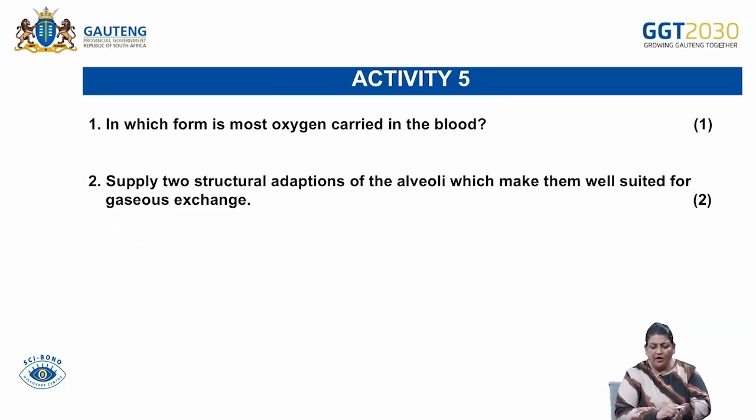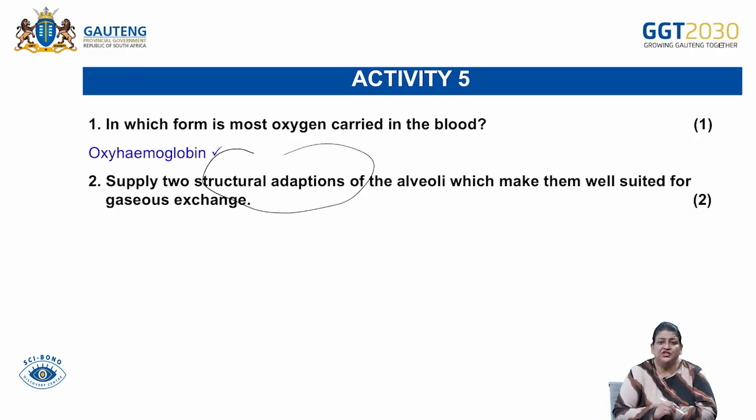Right. In which form is most oxygen carried in the blood? Most oxygen is carried in the form of oxyhemoglobin. Then supply 2 structural adaptations of the alveolus which makes them well suited for gaseous exchange. So there could be 5, but you must only name any 2. Structural adaptation means you don't just say thin and moist. You name the adaptation, right?